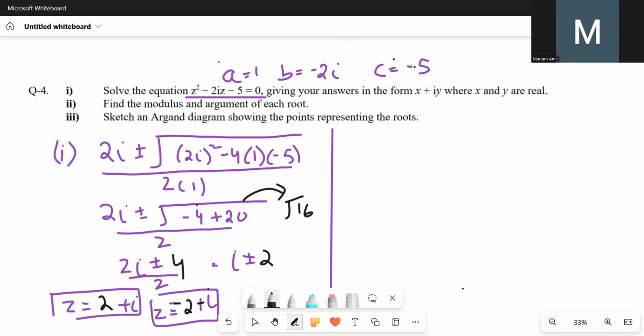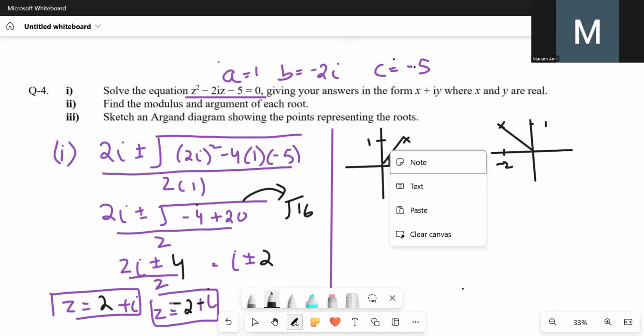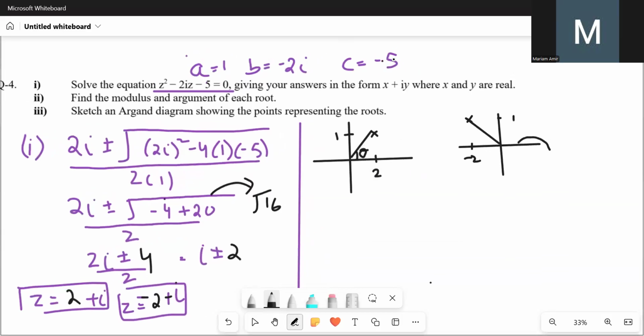Okay, now we draw it on an Argand diagram. So we have 2 and iota. So 2 is here and 1 is here. And the other one is negative 2 and iota. So negative 2 here and 1 here. Okay, we need r's for both of these and then we need the arguments for both of these. This is going to be one argument and this is going to be the other argument.